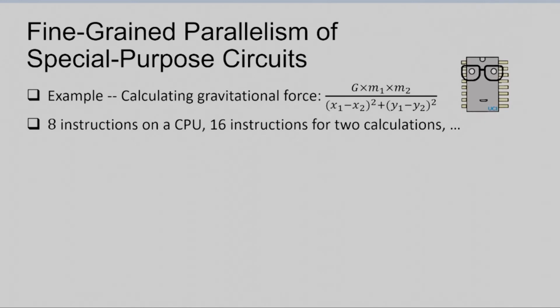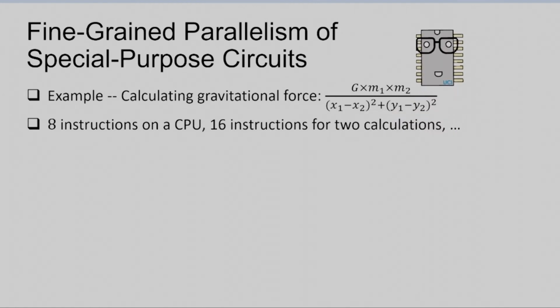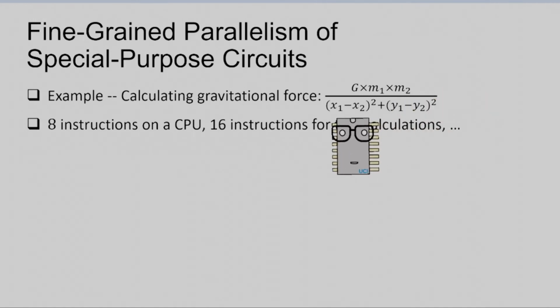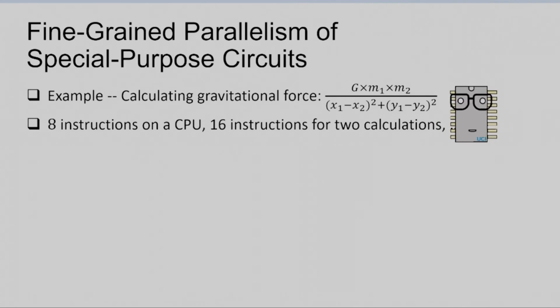So here's an application example. Let's say we're calculating a gravitational force between two particles on a 2D plane, denoted by their x locations, y locations, and mass. Calculating the gravitational force between these two particles is going to be quite simple. We calculate the distance squared between these two particles by (x1 minus x2) squared plus (y1 minus y2) squared, and we use that to divide the gravitational constant multiplied by the masses of the two particles. Simple stuff, high school physics.